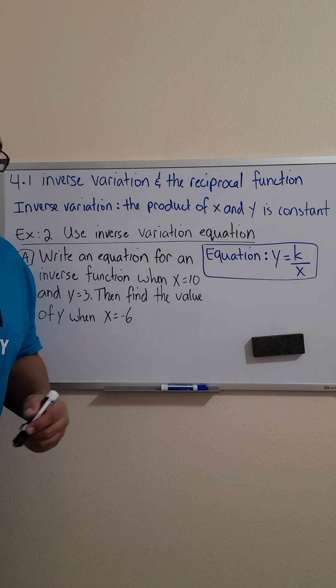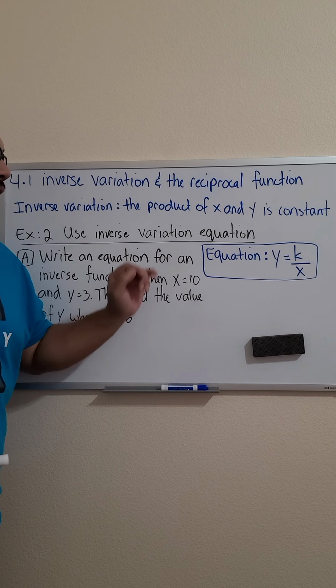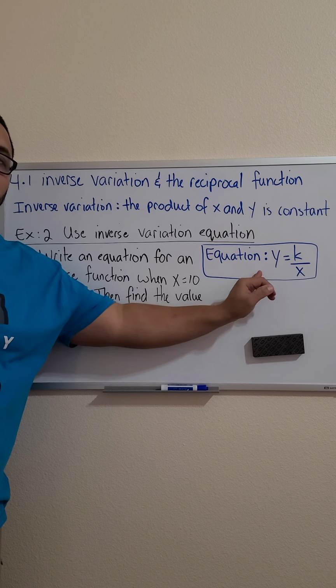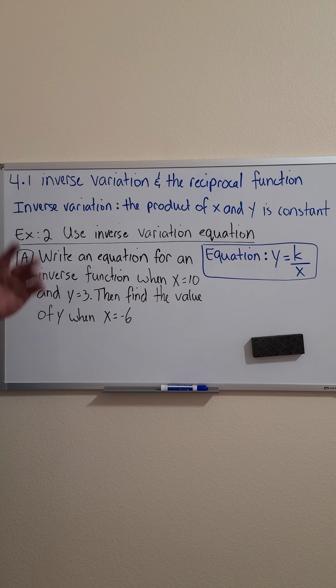All right, so here we go, guys. Example 2. For example 2, they want us to use the equation for inverse variation, which is y is equal to k over x. We'll do two of these. We'll do part A, and then we'll do part B.